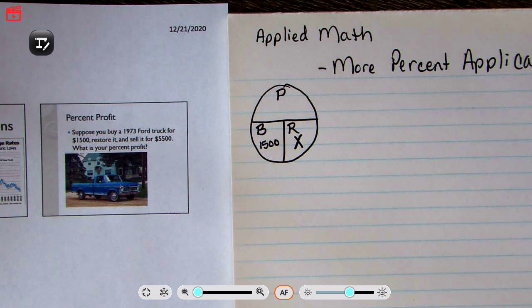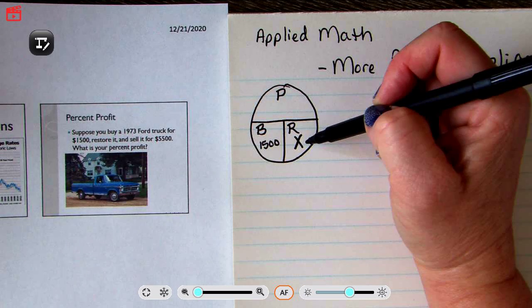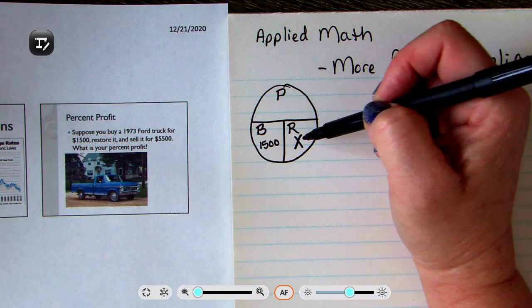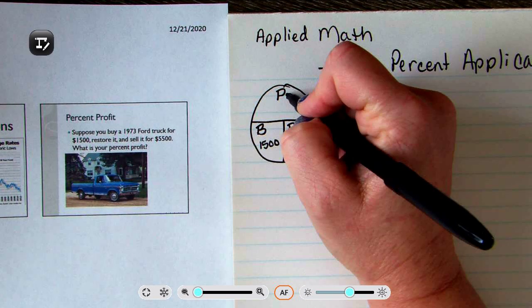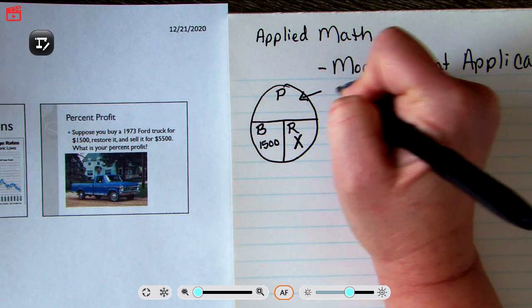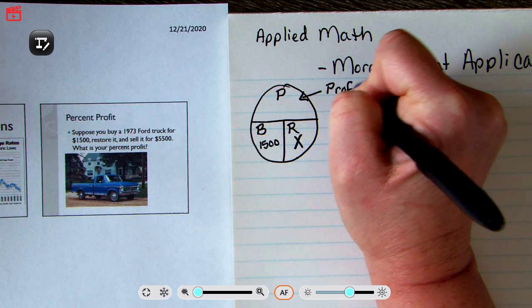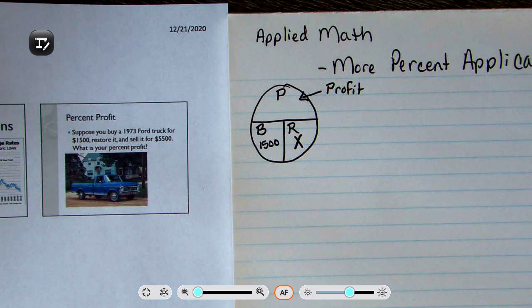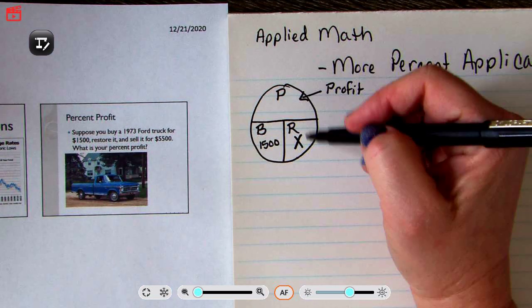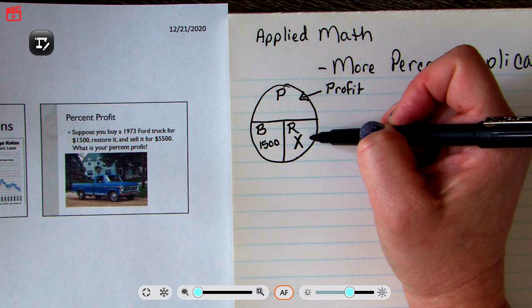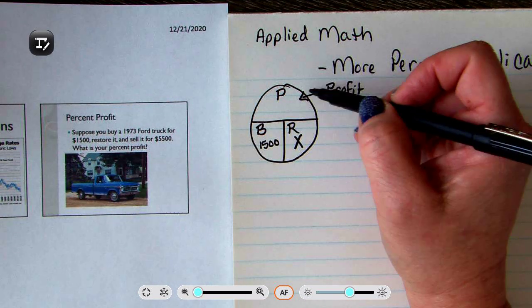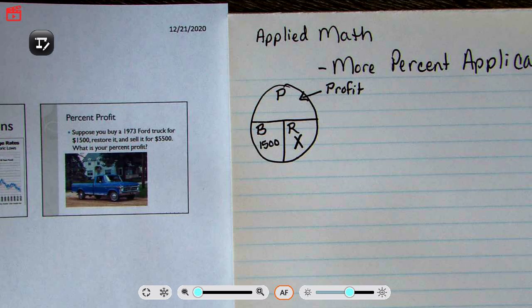Now one thing to note is that our portion, or the part, is going to have to relate to what that rate is finding. So we're finding a percent profit. That means this portion, or this part, better represent the profit, not necessarily the outcome, but we need to make sure that it's asking for the same thing. This is asking for the percent profit, so we want to know what the profit was compared to what we started with. So we need to find our profit.